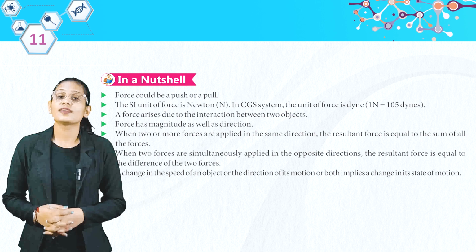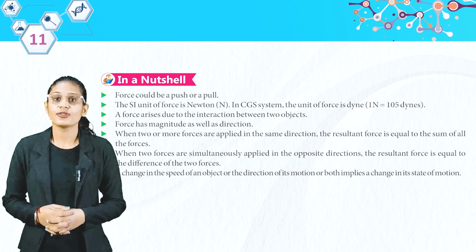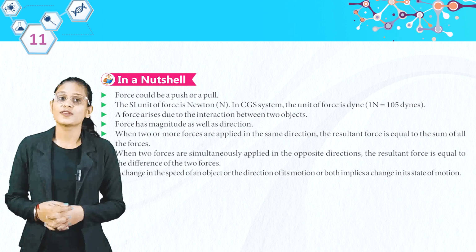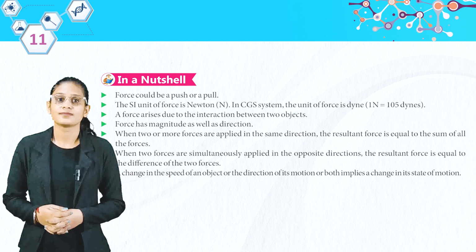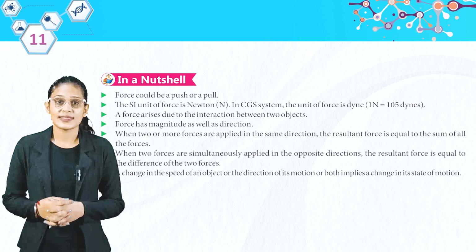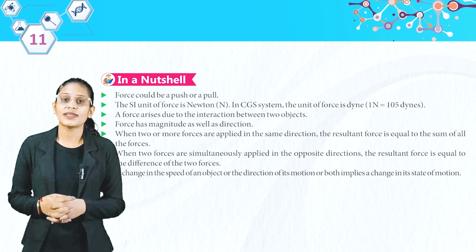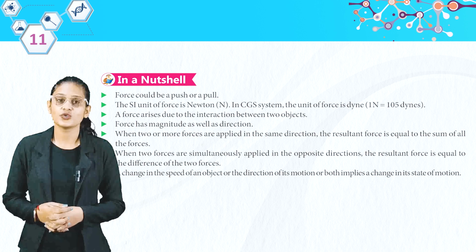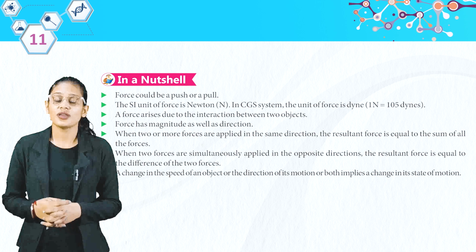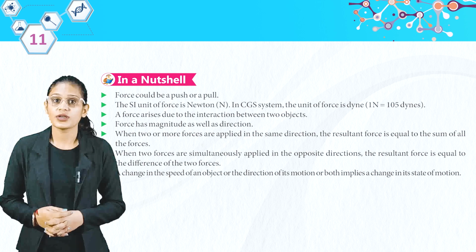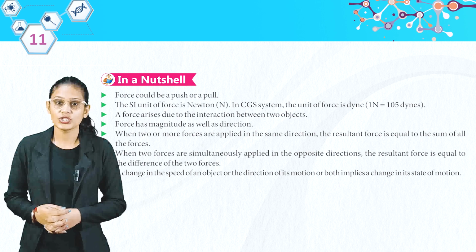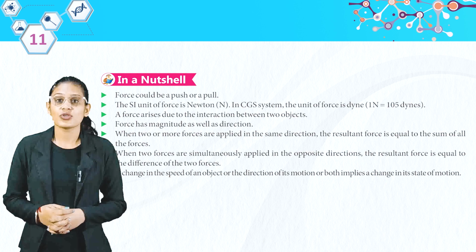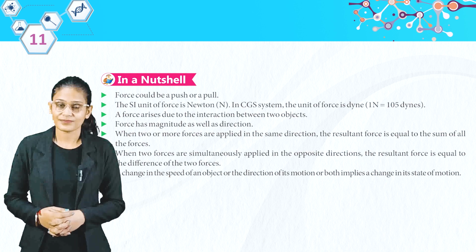When 2 or more forces are applied in the same direction, the resultant force is equal to the sum of all forces. When 2 forces are simultaneously applied in opposite directions, the resultant force is equal to the difference of the 2 forces. A change in the speed of an object or the direction of its motion or both implies a change in state of motion.